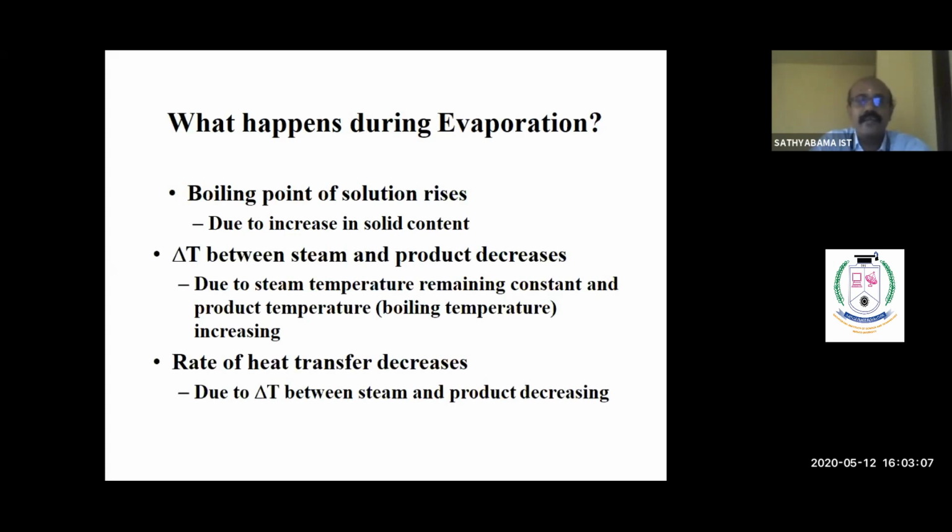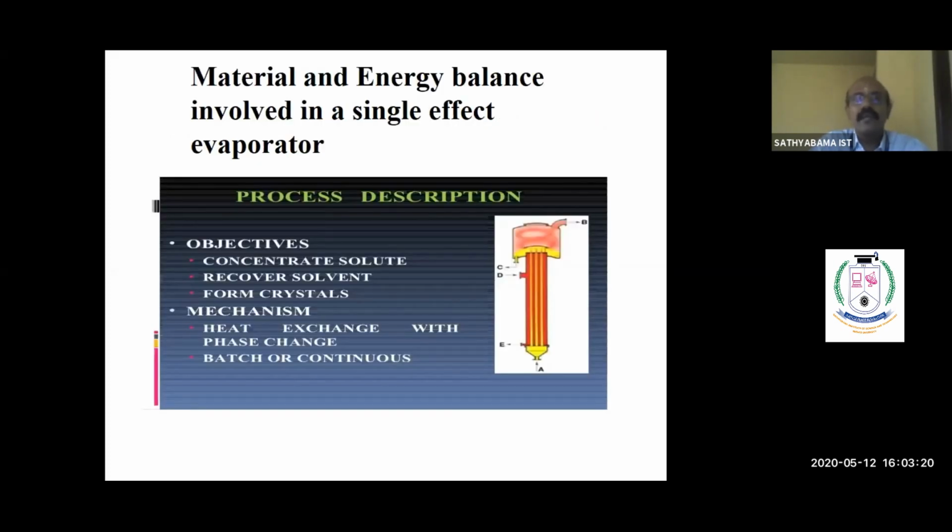The delta T, that is the temperature drop between the steam and the product, will decrease, and then the rate of heat transfer will also decrease. So these are the processes which can happen during the evaporation process. Coming to the material and energy balance involved in a single effect evaporator, these are the things we are going to discuss.